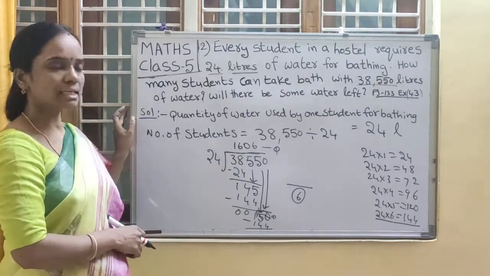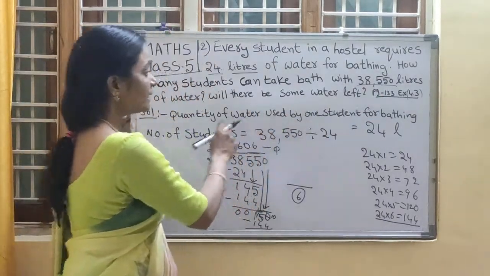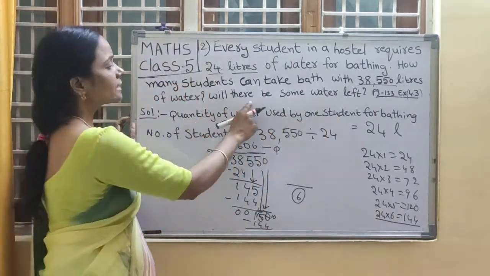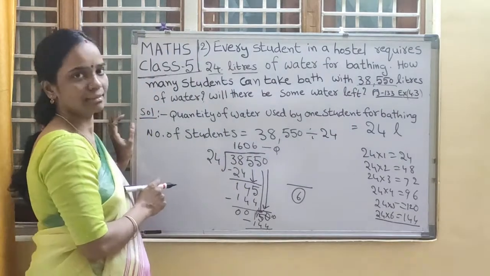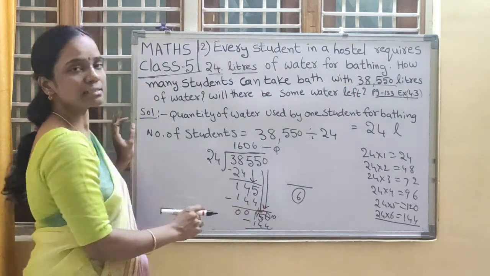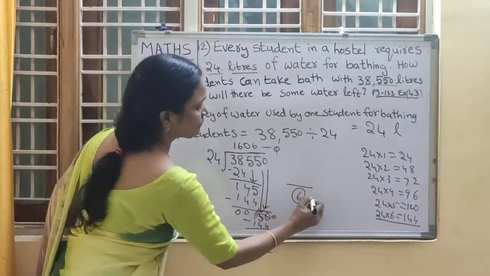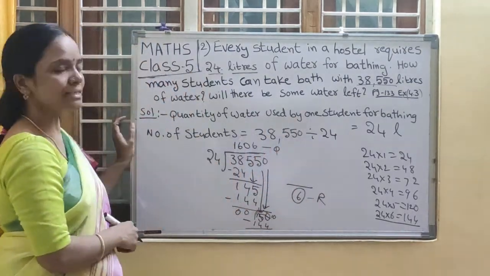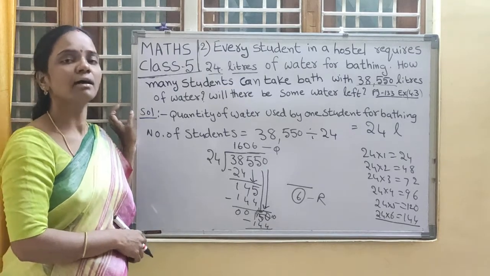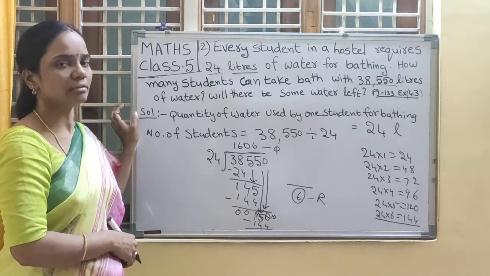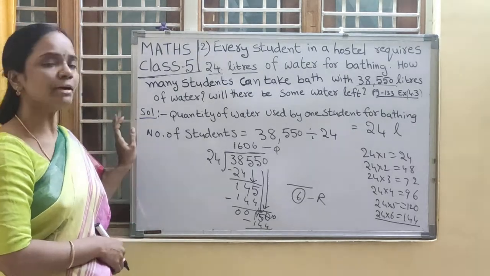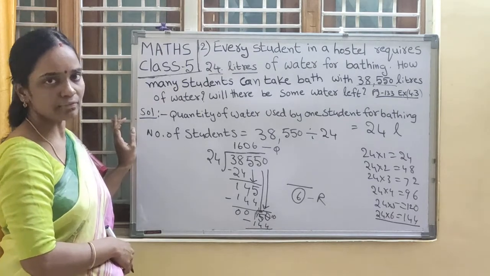So how many students are there in that hostel? 1606 children are using this much water. And the question is not completed. Will there be some water left? They are asking. What is the remainder? If the remainder is 0, we can say there is no water left. But here the remainder is 6. So we can say that some water is left in the tank. How many liters of water will be left? 6 liters of water will be left in that tank.